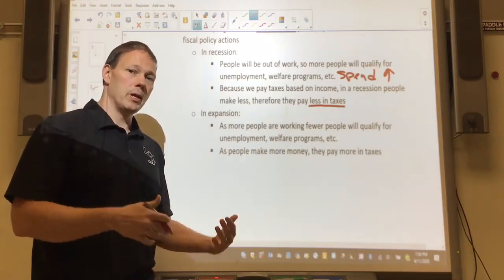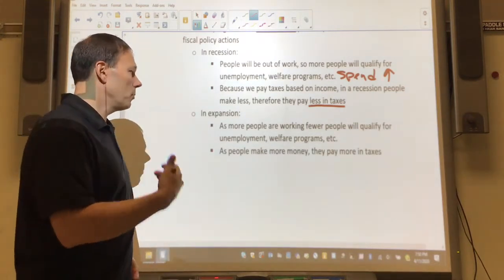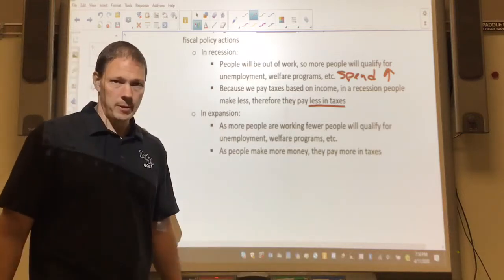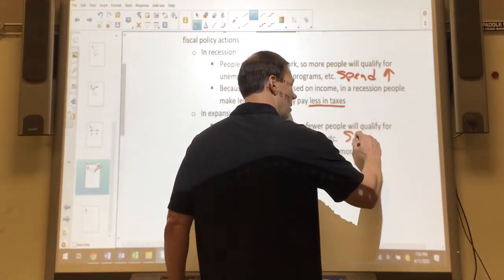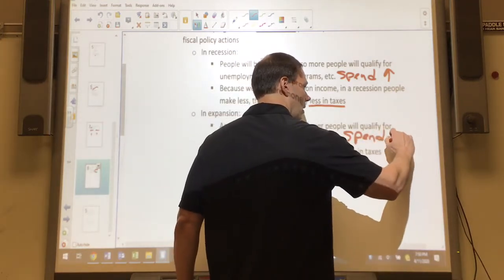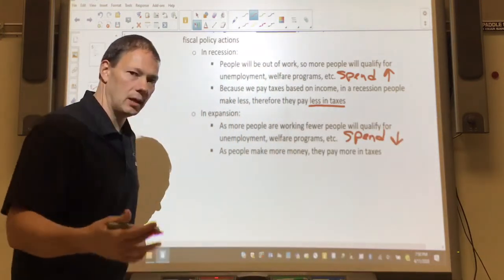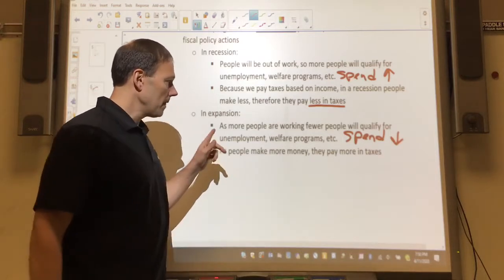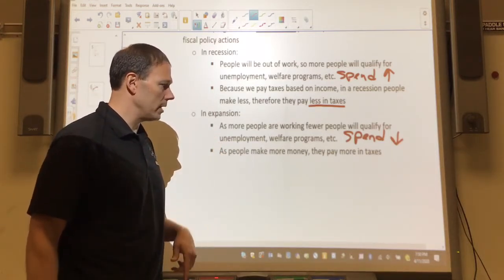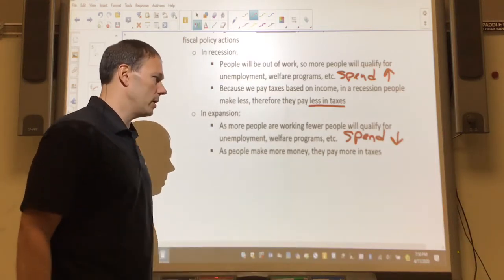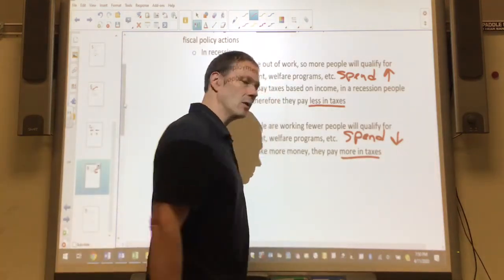If more people are working and people are making more money, fewer people are going to qualify for unemployment and welfare type programs and such, and so it's going to be an automatic spending decrease. Those things are not going to kick in and they're not going to get spent on. And then, of course, as far as taxes are concerned, as we're in expansion and people are working and making more money, they pay more money in taxes. So it's an automatic tax increase in a sense.